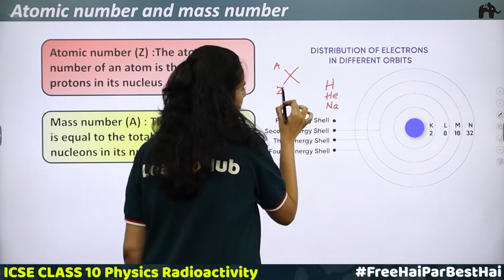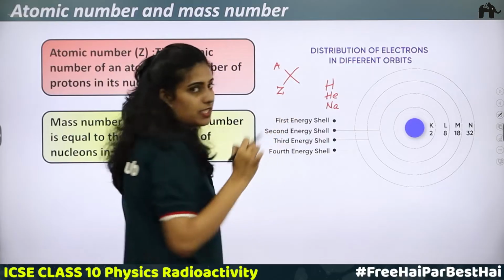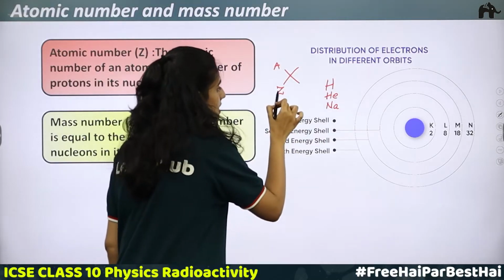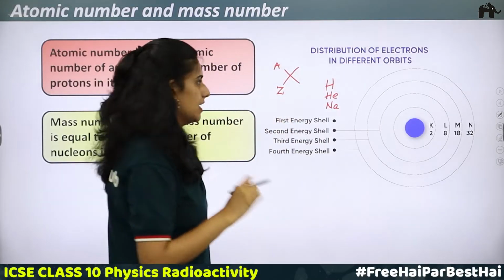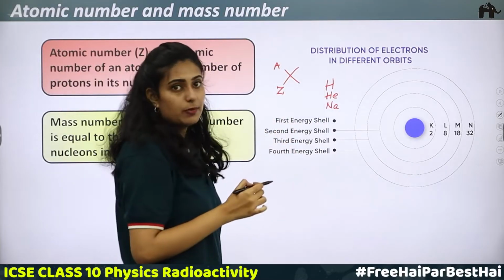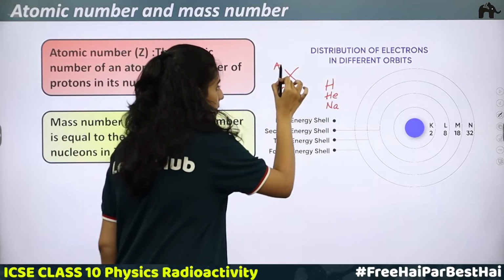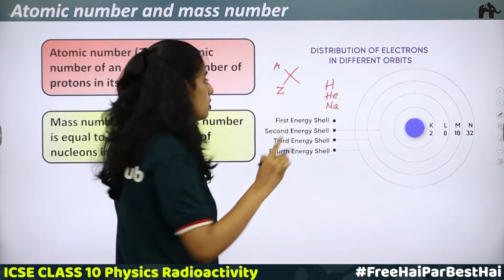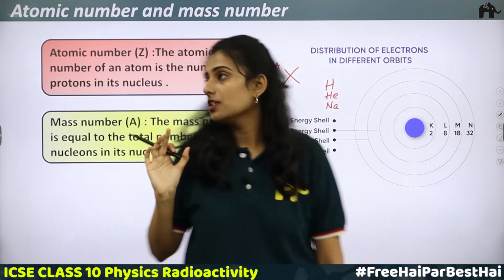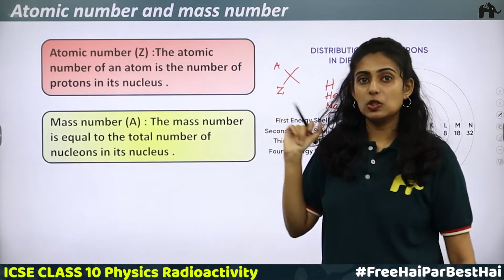Now to the left bottom, you will be representing the atomic number. Atomic number is represented by the symbol capital Z. And then to the top left, you will have the mass number represented by A. Remember, mass number is A and atomic number is Z, not atomic number A. Clear? So what values do they have?